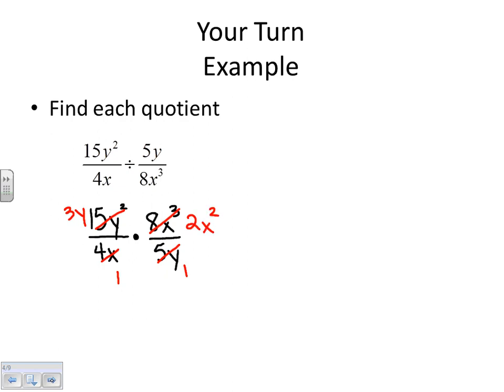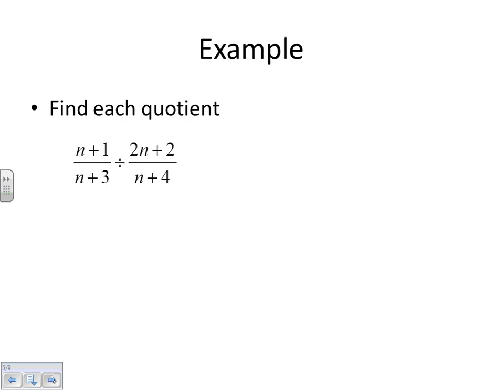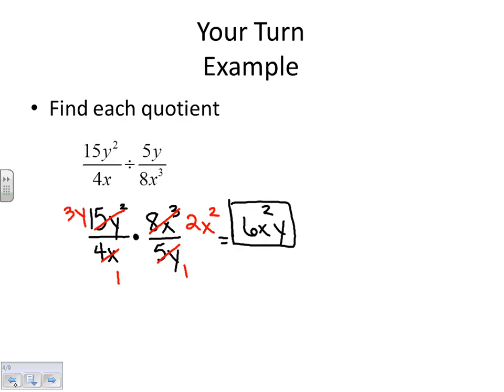Multiplying straight across will give us 6x squared y over 1, but we don't really need to write it over 1 because that's always assumed. So our answer is 6x squared y or 6yx squared. Either way, we can write it both ways. Okay. All right, so those were with monomials.